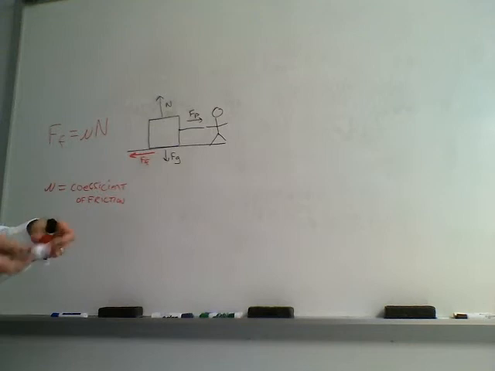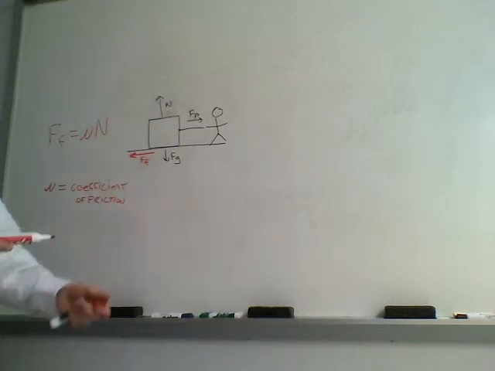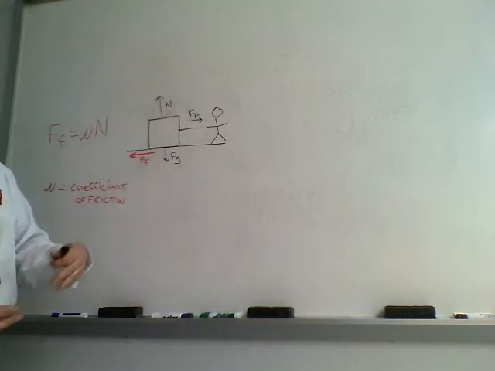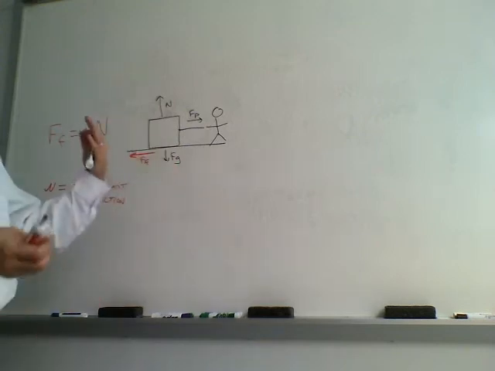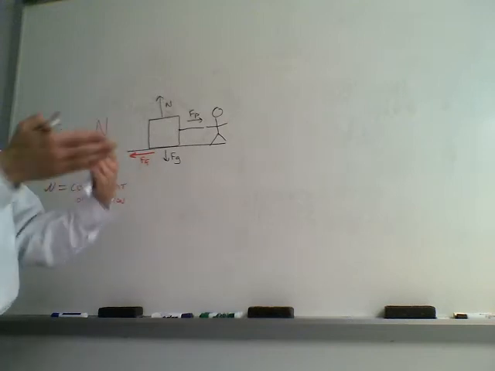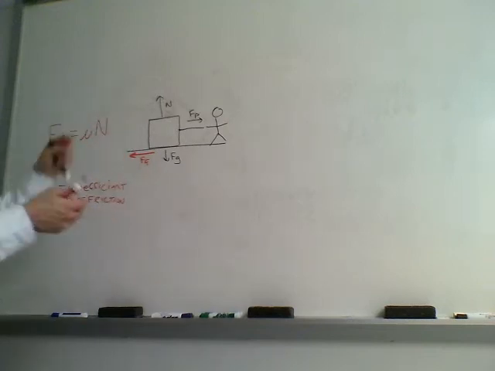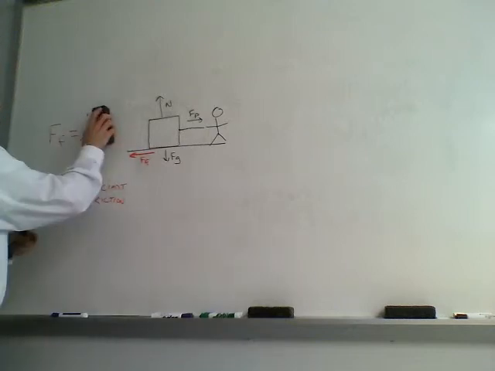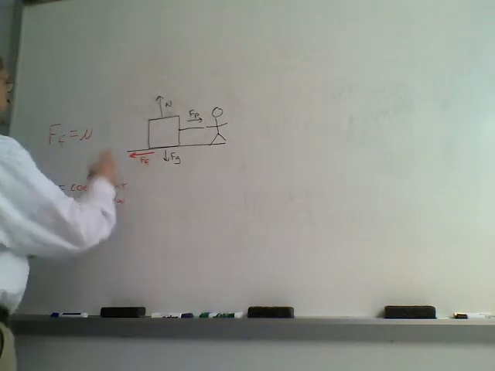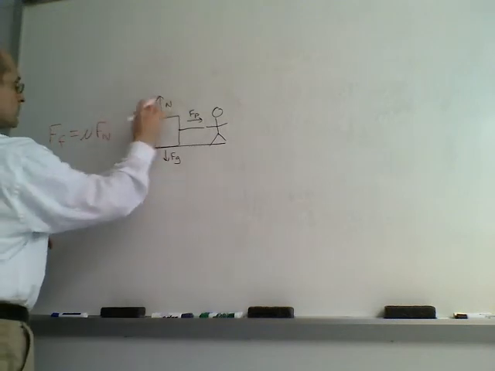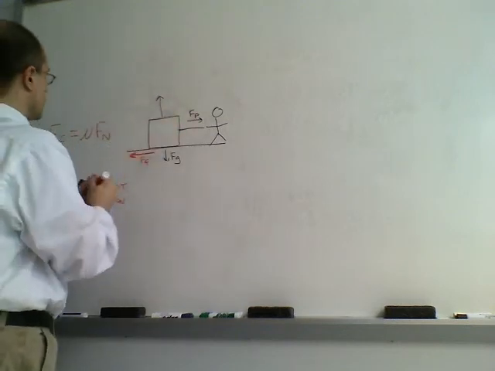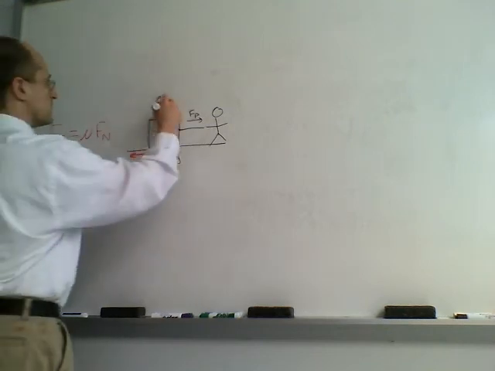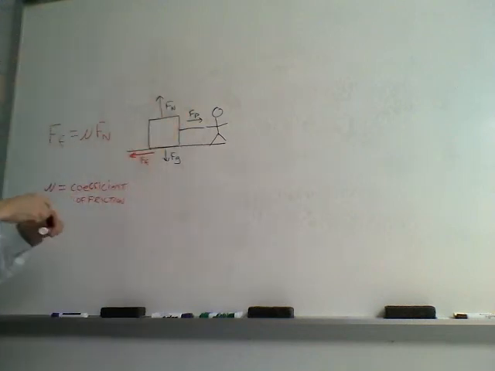So you'll always see the coefficient of friction for some type of wood and a metal, or rubber and concrete, or rubber and blacktop, something like that. It's always the coefficient of friction between two types of materials. And then N, or as we should probably call it, the normal force. So the frictional force is mu times the normal force, which we'll call N.